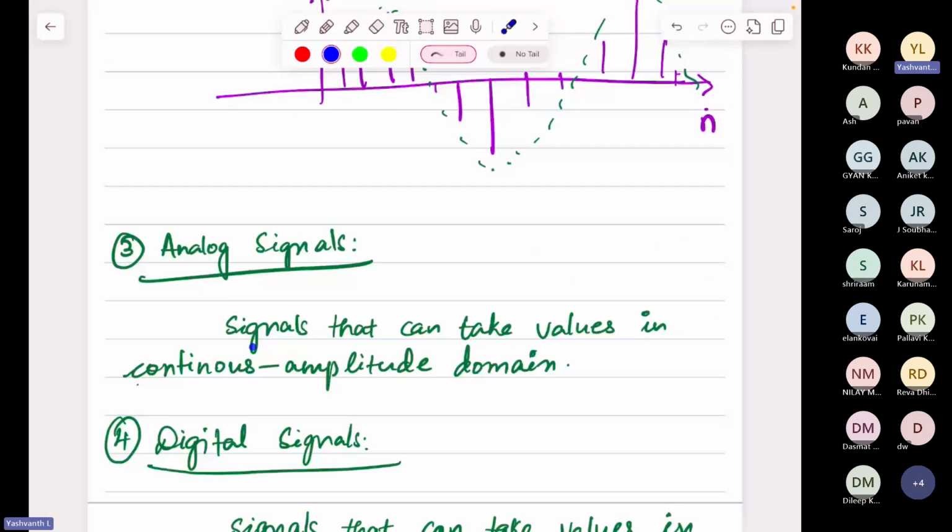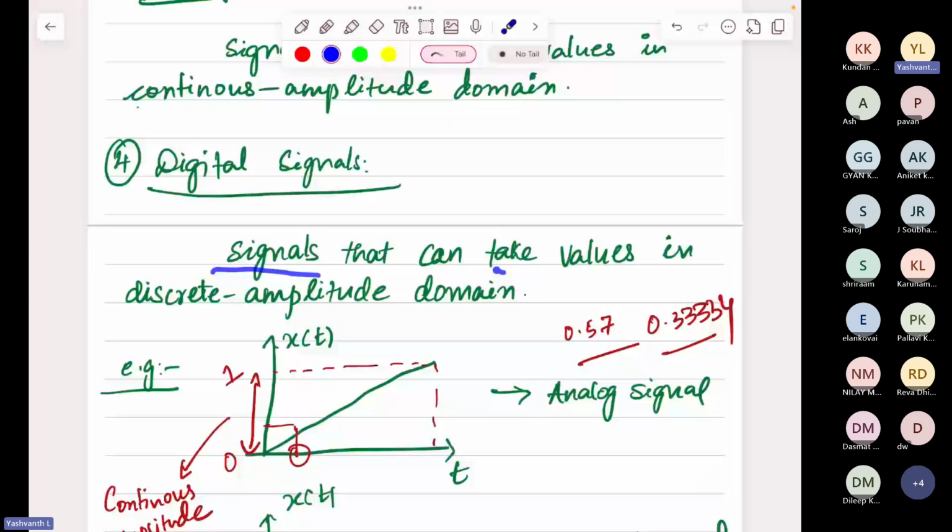And what are digital signals? Digital signals are those signals that can take values in a discrete amplitude domain. That is, you cannot take any value on the y-axis. You can only take some finite number of values on the y-axis. That is called a digital signal.